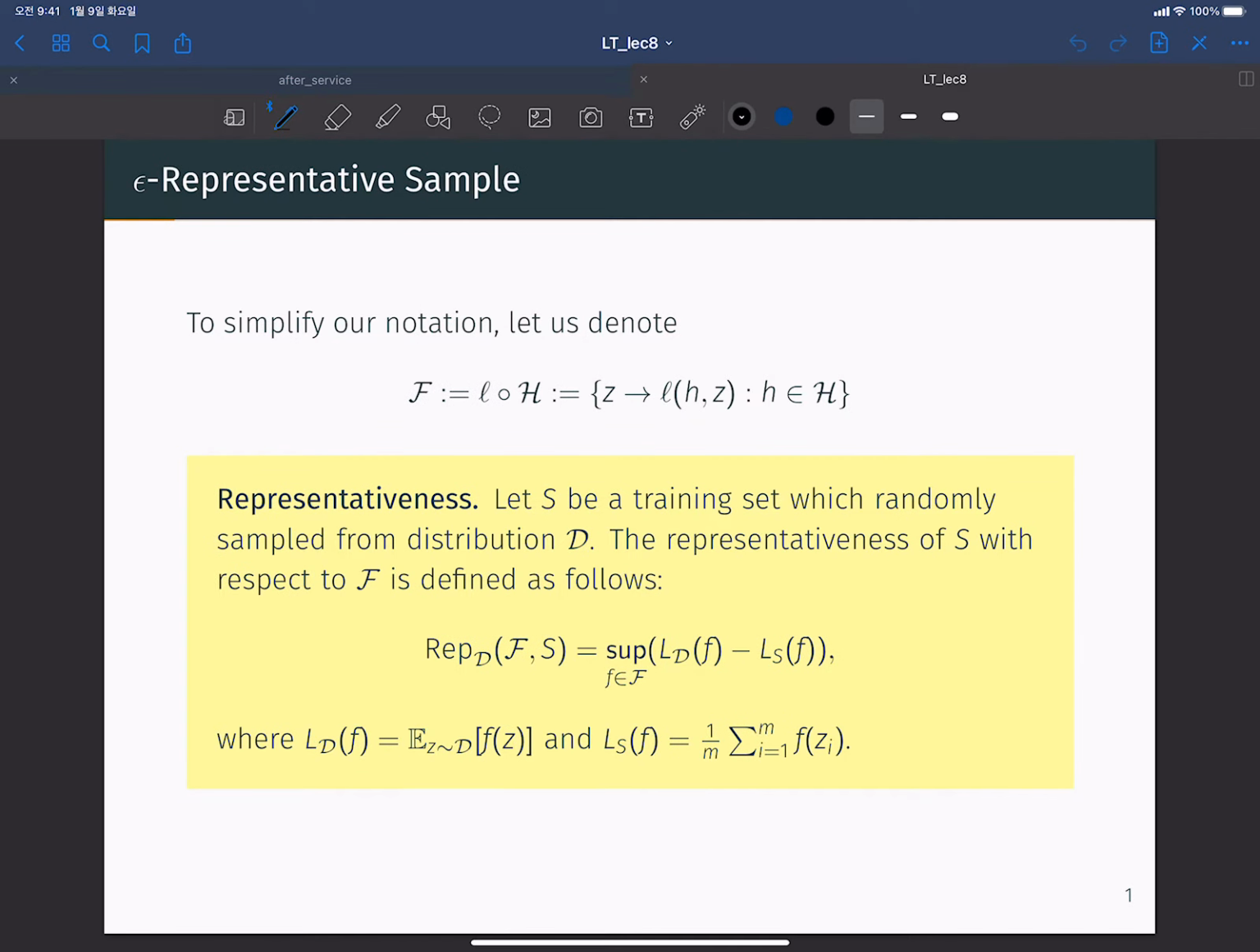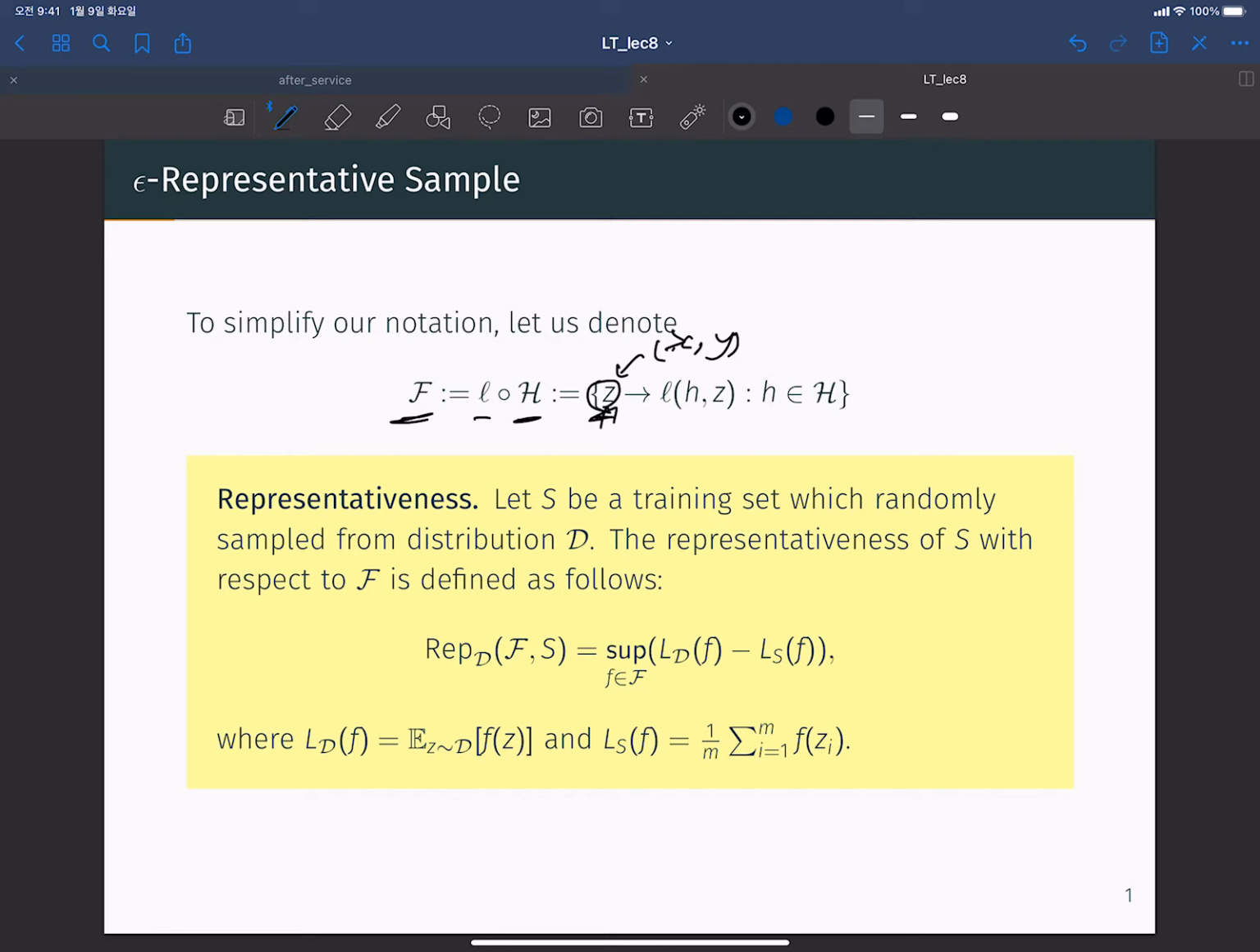Okay, so let's review the representativeness property. To simplify our notation, let's denote the function class F, which is the composition of the hypothesis and the loss function. Here z represents the input and label pair, the x and y pair, which is z. So that is one single training data point or test data point.